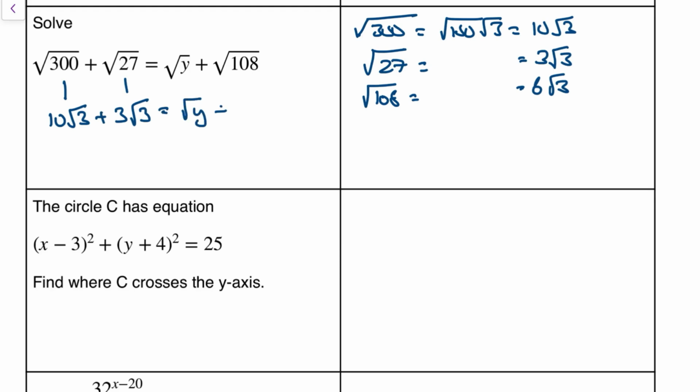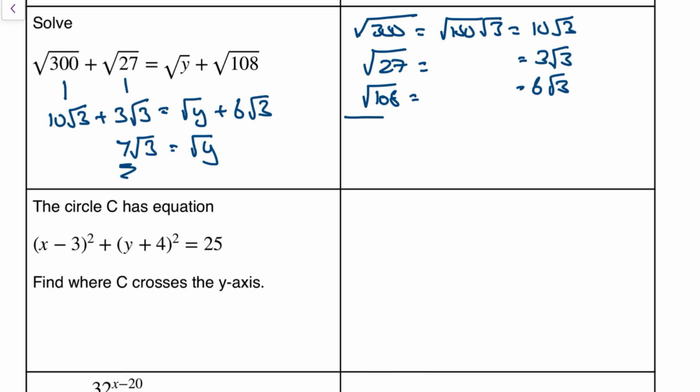This I do not know, and this is equal to 6 root 3. So I've got 10 things plus 3 things, that's 13. Take away 6 gives me 7, so this is equal to 7 root 3. But that's not my answer, because the 7 is on the outside.